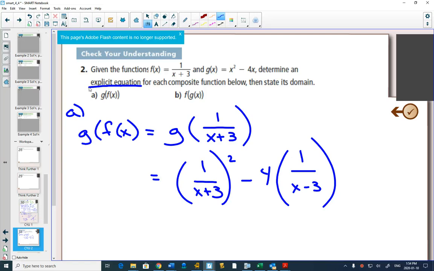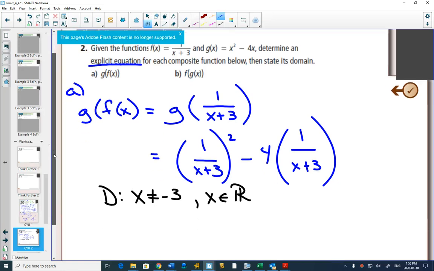As far as the domain, do we have any non-permissible values? Anything you're not allowed to plug in? Oh, someone noticed that and felt bad about mentioning it. That should have been a plus. Anything that you're not allowed to plug in? Negative 3. So x can't equal negative 3, because then you would divide by 0. Anything else you're not allowed to plug in? Everything else seems fine, right? So it's only that x can't equal negative 3. x could be anything else. There's our domain.